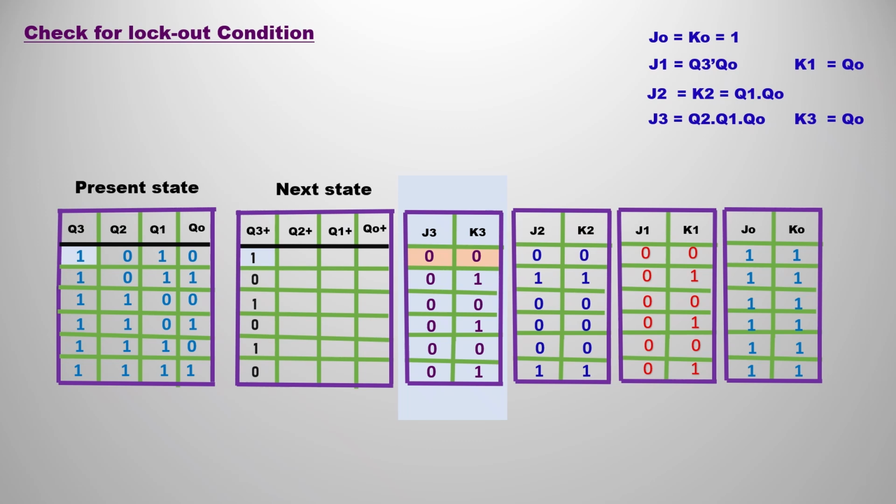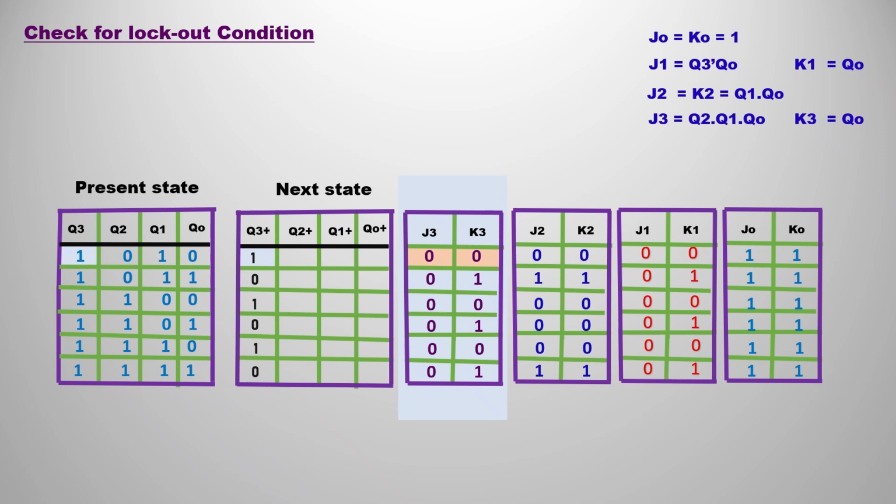If you remember the JK flip flop truth table, when you have JK as 0 0, what is the output? That is basically the hold condition. Hold means whatever the previous condition was will be reflected in the next state. The previous condition Q3 is 1, so for Q3 plus we also have the hold condition, which means the same thing, 1.